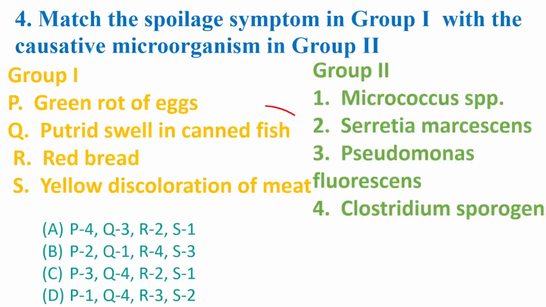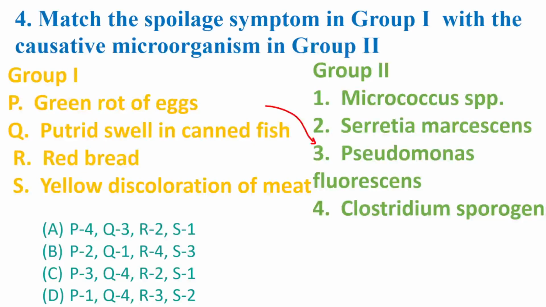Now basically this bacteria causes a green discoloration in the egg, which is due to pigment production. Now putrid swell in the canned fish is due to Clostridium sporogenes. Now we know that Clostridium sporogenes is an anaerobic spore forming bacteria. So it will lead to bad odor or gas formation in the canned fishes. So Q will go with option number 4.